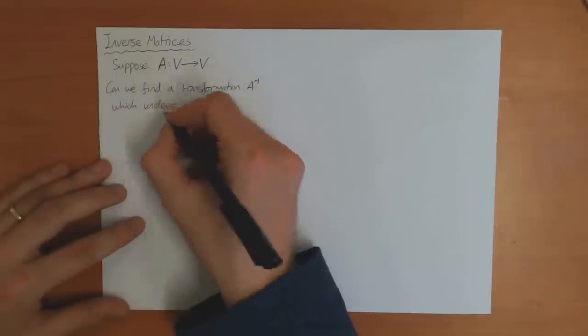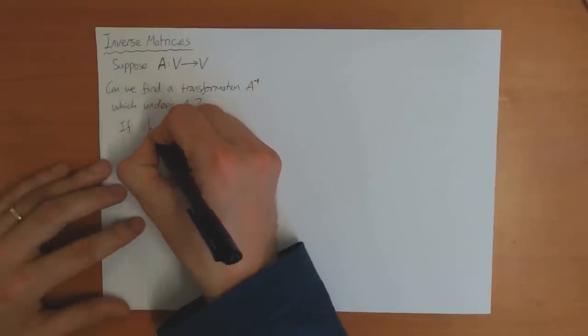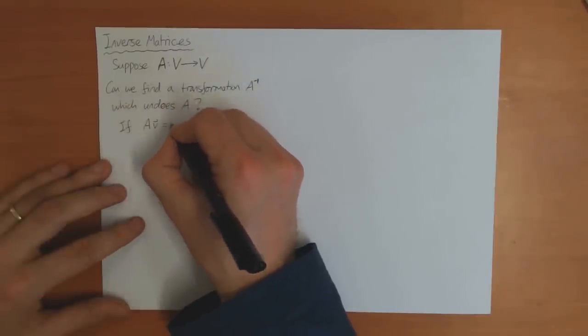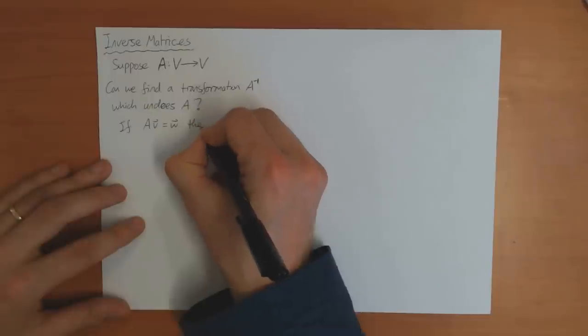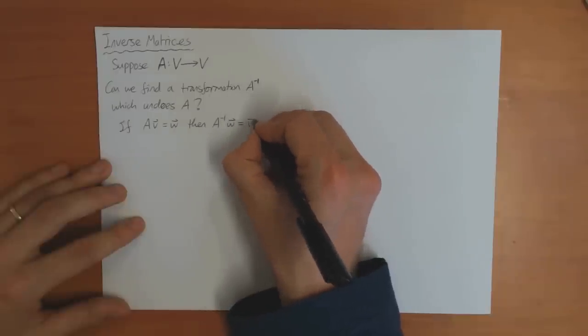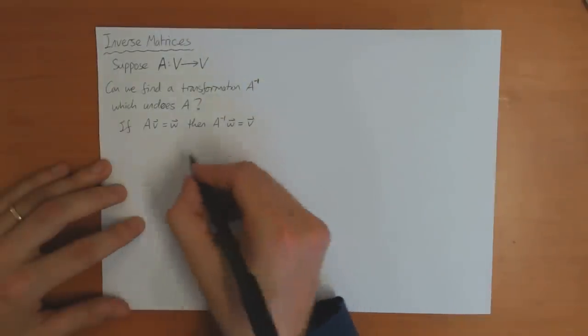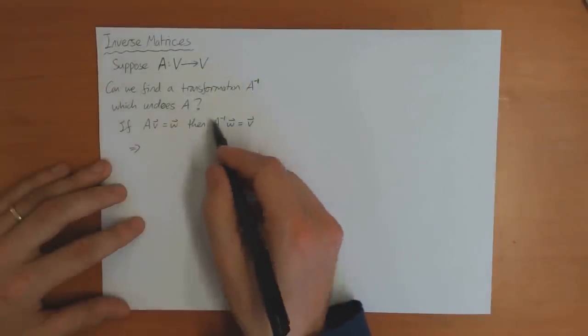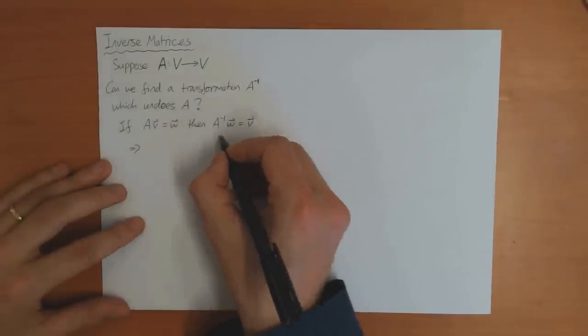It means if A of V is some new vector W, then A minus 1 applied to the vector W should give me the same vector V again. Does the opposite, right? So you can see you can rewrite this in two different ways.